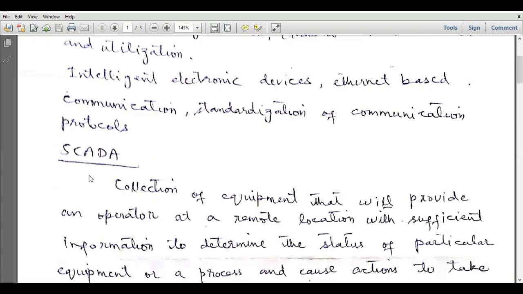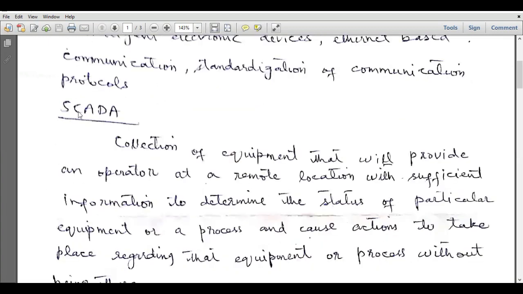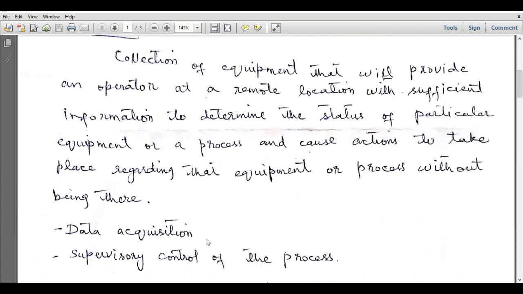So what is SCADA? SCADA is the abbreviation of supervisory control and data acquisition, and it involves a collection of equipment that will provide an operator at a remote location with sufficient information to determine the status of particular equipment or a process and cause actions to take place regarding that equipment or process without being there. So remotely, any part of a power system can be monitored and any command can be given to that equipment for getting the desired output. And there is no need to be at the place of the power system equipment.